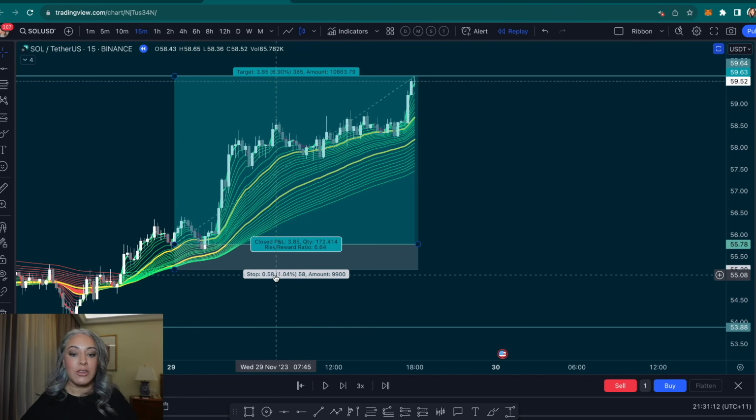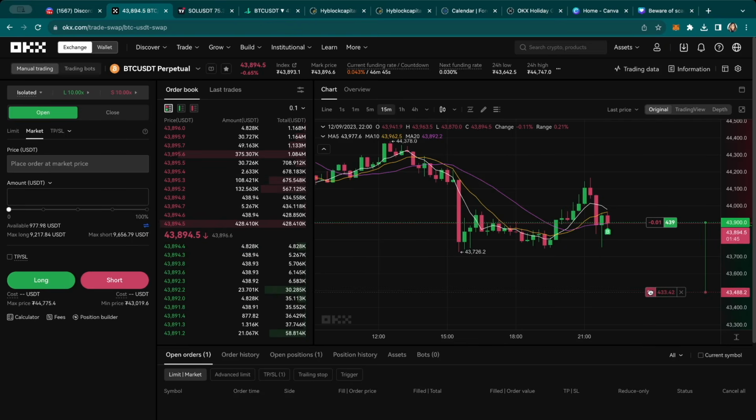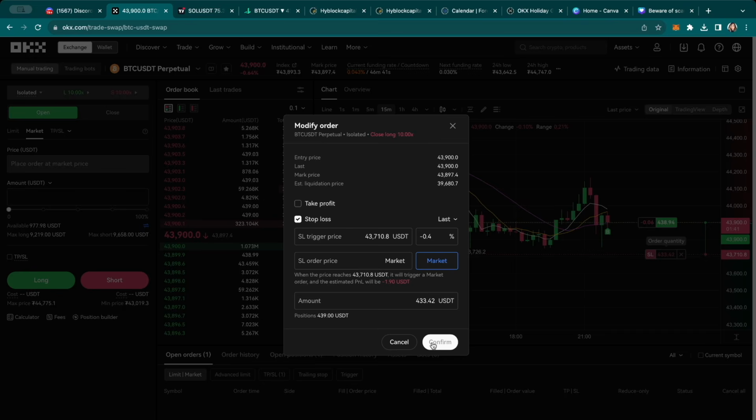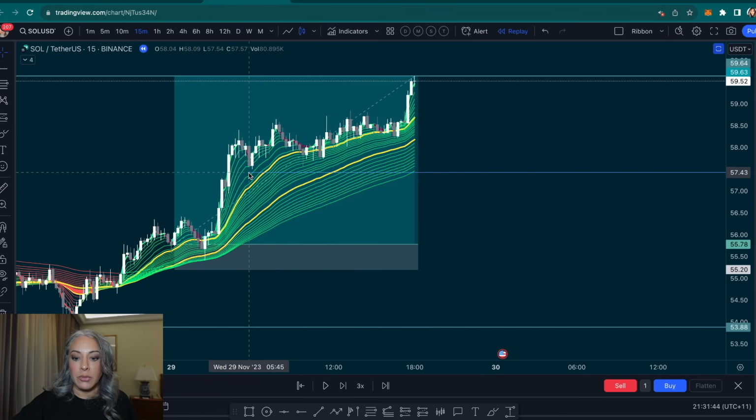But if you're one of those people that believes in letting your runners run and you truly believe that there is more in this trade, then this would be the point in time that you would move your stop loss. So you literally go to the exchange, you cancel out your stop loss and you move it to a new price to protect the profit. And the best place to move your stop loss is going to be below the lower yellow EMA where the candles have recently been. So I would move my stop loss somewhere around here.